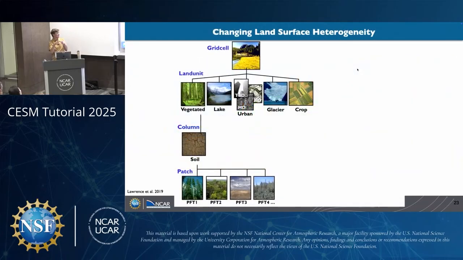So at the grid cell level, it's split into land units. So there's vegetated land units, lake, urban, glacier, and crop. And then within a vegetated land unit, there's columns. And those columns you can think of as like a soil pedon.